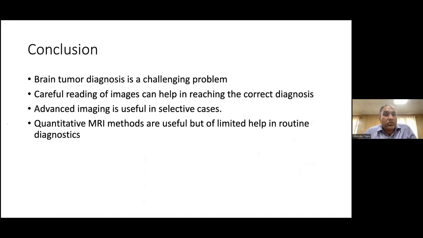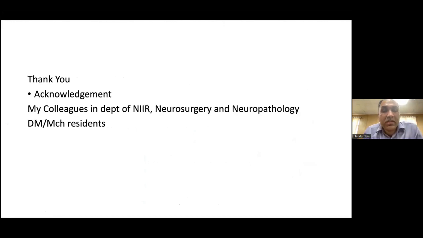Okay. So brain tumor diagnosis is a challenging problem. Careful reading of images can help in reaching the correct diagnosis. Advanced imaging is useful in selective cases. And some quantitative methods like perfusion and diffusion can sometimes help in routine diagnostics. So I acknowledge my colleagues from the Department of NIR, Neurosurgery, Neuropathology at NIMHANS and residents who have worked to collect these cases. Thank you.